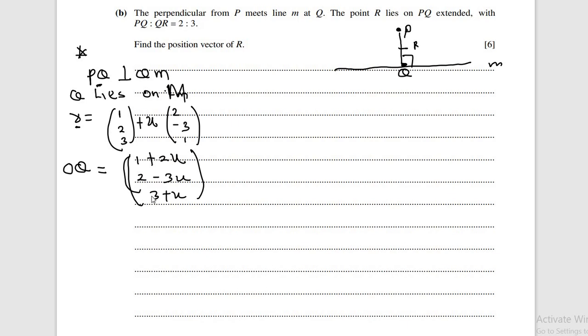PQ is perpendicular to QM. What is PQ? I don't know PQ. Since PQ is perpendicular to QM, which means PQ dot QM will equal 0. Now, what is QM? What is PQ? What is QM?